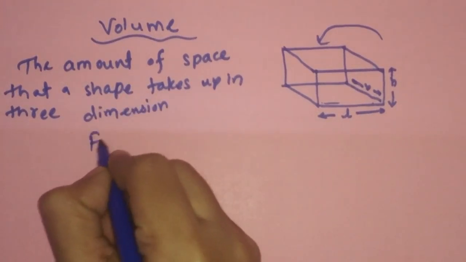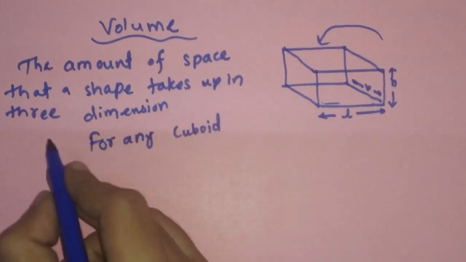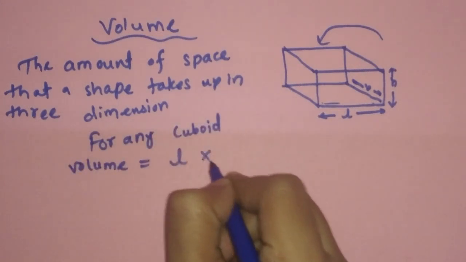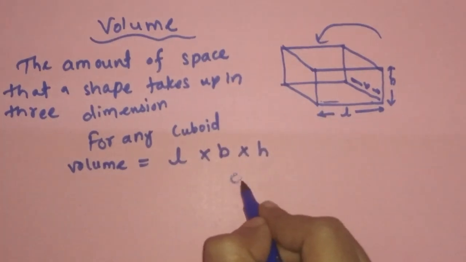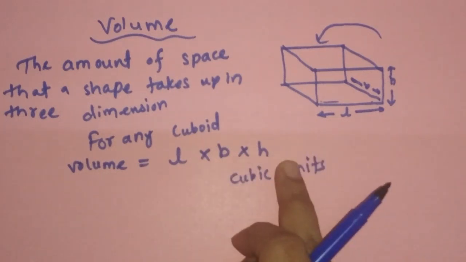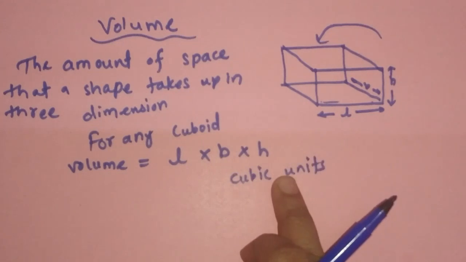So for any cuboid, what will be the formula for volume? Volume is equal to its length multiplied by its breadth multiplied by its height. And these are all in cubic units. If all are in meters, you can say meter cube. If all are in centimeters, you can say centimeter cube.